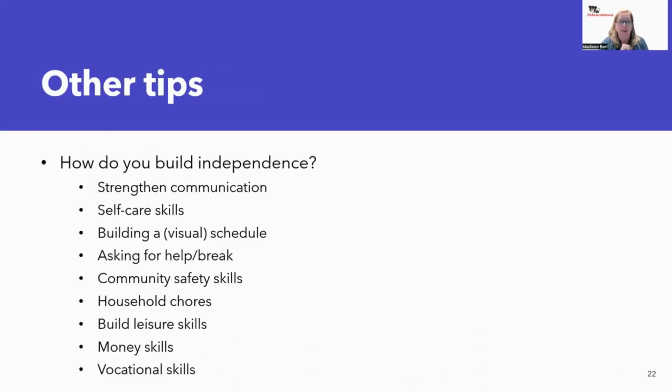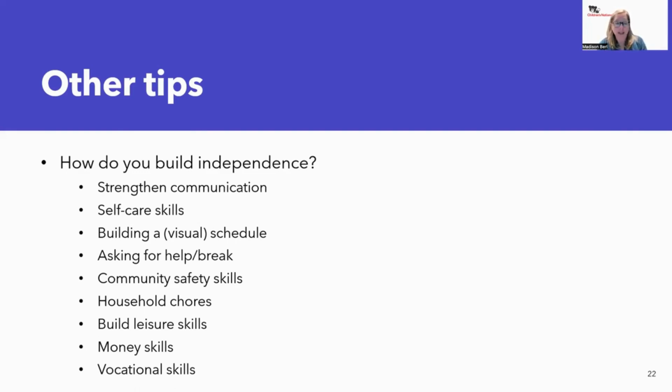All right, other tips, how do you build independence? All of these things, I know they sound maybe straightforward, but they do take time, they do take effort. Communication is the biggest. How does your child communicate best? They need to practice it. Sometimes it's hard to talk about yourself, and so they need to practice that. Self-care skills, building a schedule. Do they need a visual schedule? How do they ask for help? How do they ask for a break? Do they know how? Community safety for sure.